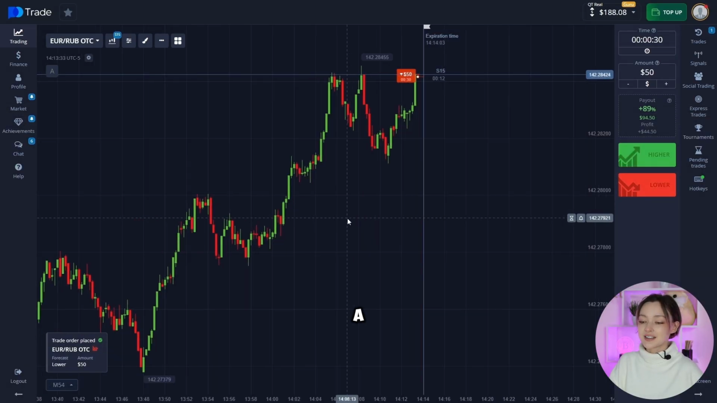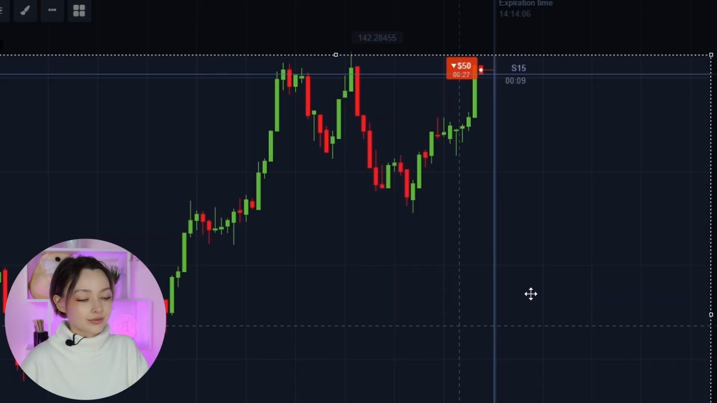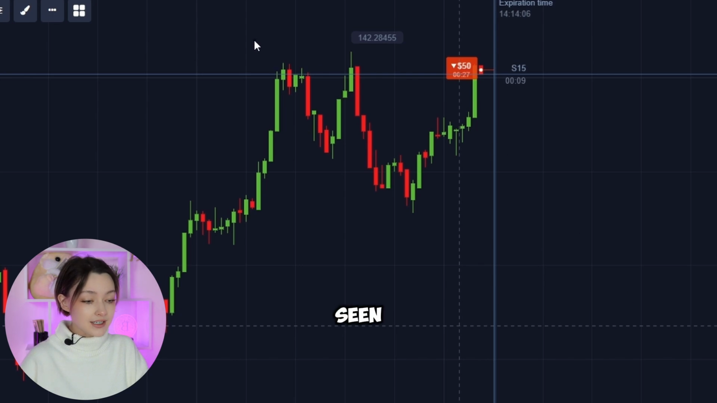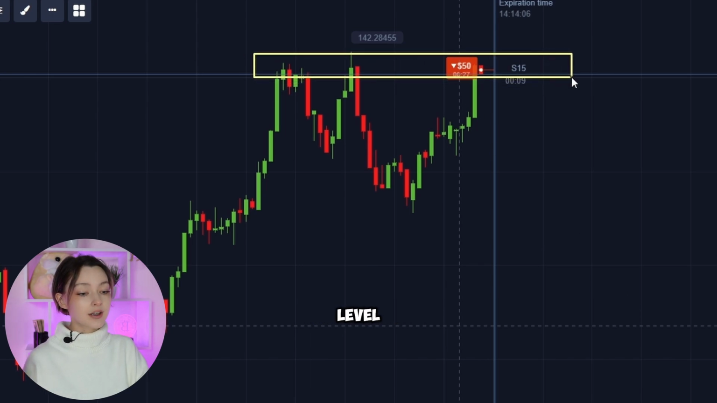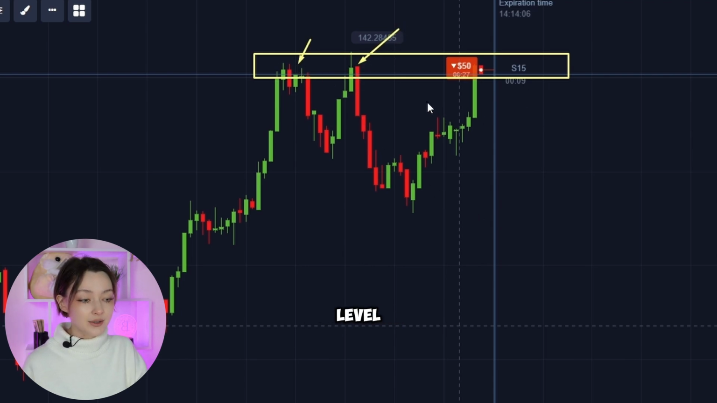So guys, I'm placing a downward trade for 30 seconds. In this case, we have seen the price approaching the resistance level. The price has reacted to this level multiple times before, which confirms the strength of this level. And during that level approach, we can witness these nice impulsive candles. Look at the large body of this one and look at the shadows of these candles.